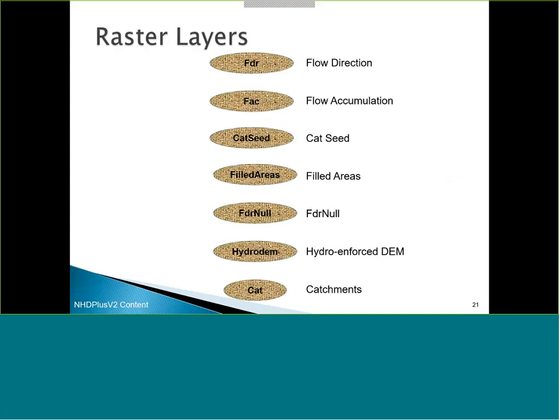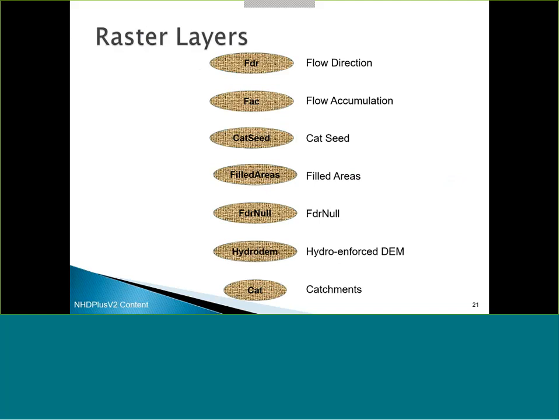Here are the raster layers. We produce a flow direction raster. All of these are grids in NHD+ version 2. We have a flow accumulation raster. Catchment seeds, these are the seed points for producing the catchments. We did fill and spill in some areas, and filled areas is another grid, FDR null. We'll get into these a lot more as the day wears on.